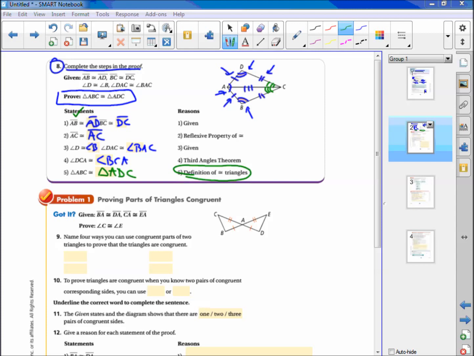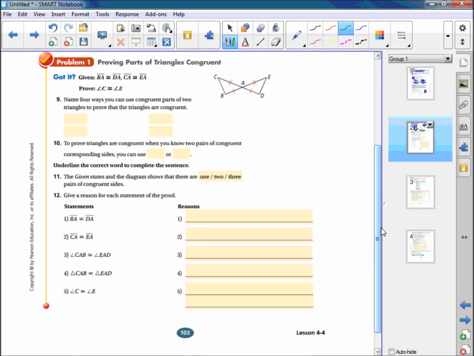So let's show all parts. There's one set of sides, two sets of sides, three sets of sides. Okay, here's one set of angles, two sets of angles, three sets of angles. So we proved all six corresponding parts are congruent. Okay. All right, problem number one, proving parts of a triangle are congruent.